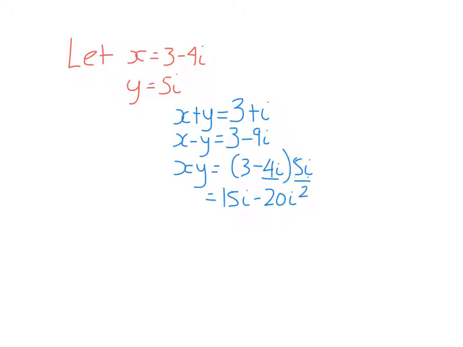But i squared is equal to negative 1, because i is the square root of negative 1. So this actually equals 15i minus 20 times minus 1. So that's my final answer.